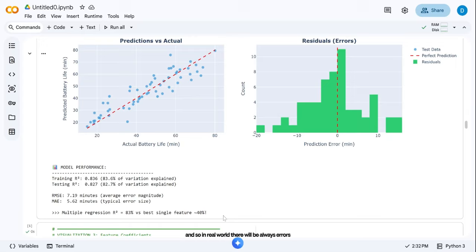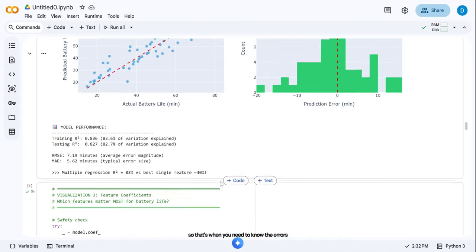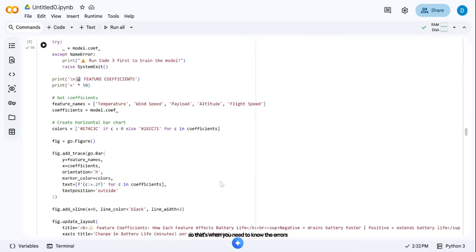And so in the real world, there will always be errors. So you want to consider how much error you need to account for when you're planning a flight, so that you are on the safe side. If you need to make a 40-minute flight, I would probably fly only 30 minutes, just in case. If the flight becomes shorter, then you're still safe. So that's when you need to know the errors.